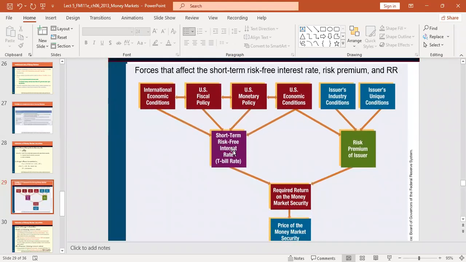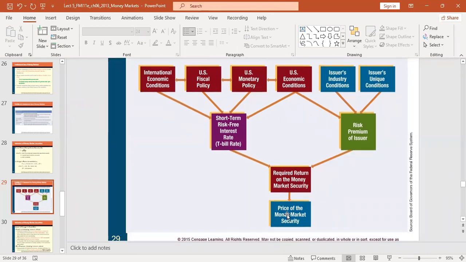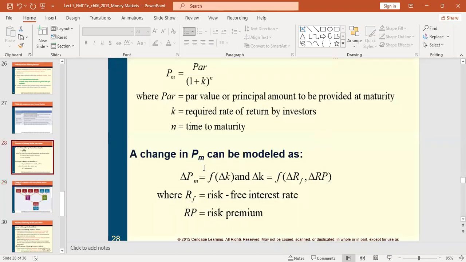So it is the combination of the risk-free rate and the risk premium that gives rise to the required rate of return. The required rate of return is dependent on the risk-free interest rate as well as the risk premium. And the required rate of return determines the price of the money market security. So it is explaining this.